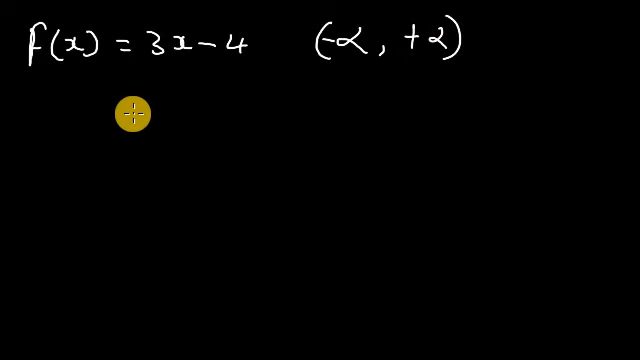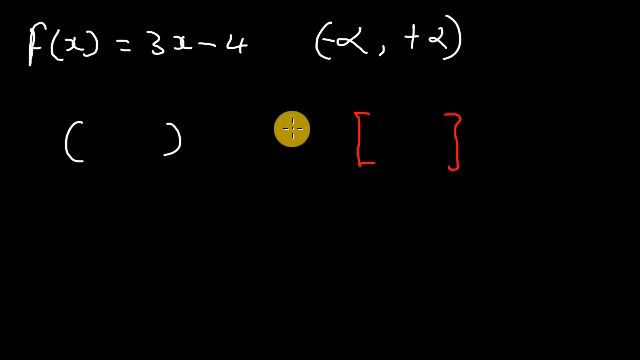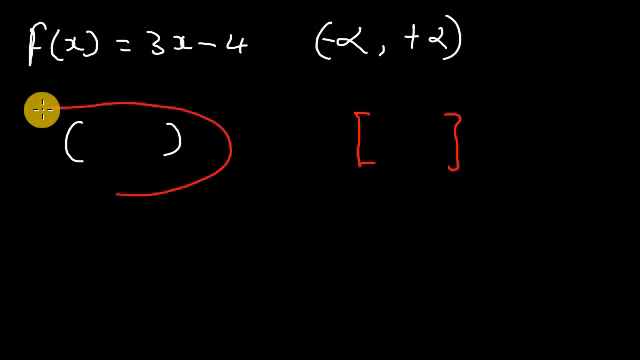Now, there are two different brackets that you need to be familiar with. The first one is called a parenthesis, while the second one is called a close bracket. We use these for intervals, whereby the values within the close bracket are included in that problem. If a parenthesis is used to describe a value, then that value won't be included in the interval notation.